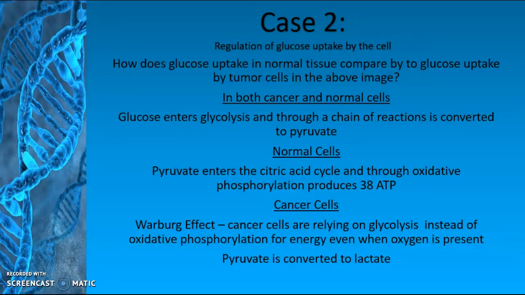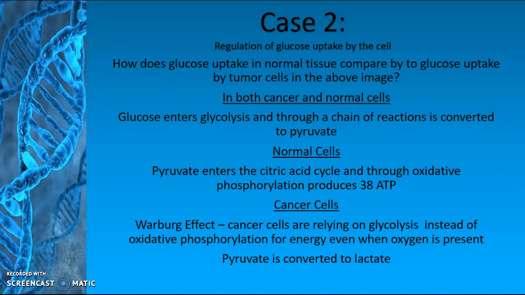Next, we're asked how glucose uptake in normal tissue compares to glucose uptake by tumor cells in the above image. In both cancer and normal cells, glucose enters glycolysis and through a chain reaction is converted to pyruvate. In normal cells, pyruvate enters the citric acid cycle and through oxidative phosphorylation produces around 38 ATP molecules. However, in cancer cells, we see the Warburg effect.